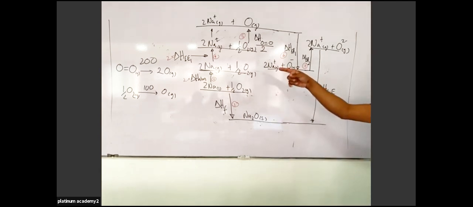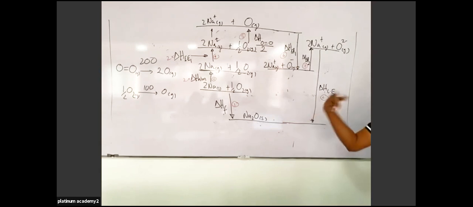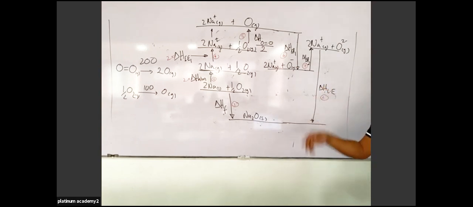Whenever you break the oxygen double bond, you get two atoms. You get 2 moles of oxygen atoms. So if you need 1 mole, 1.5.